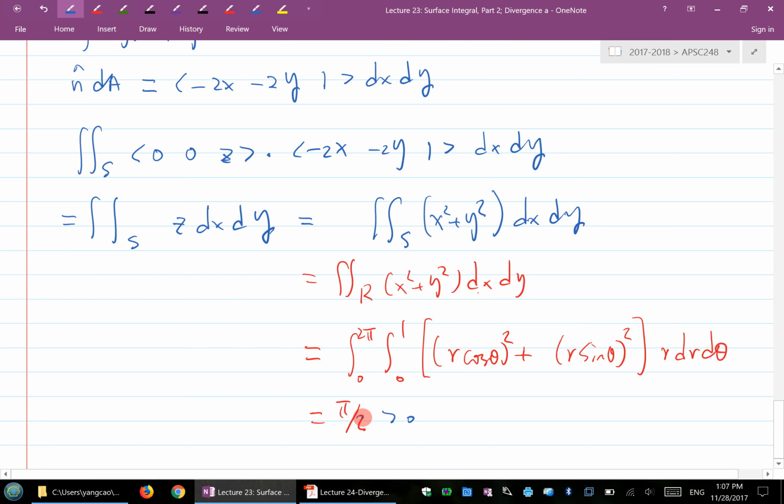Okay. So this is the type of evaluation for this kind of integral right here, huh? So let's take a look at one more example, then we can move on, huh?